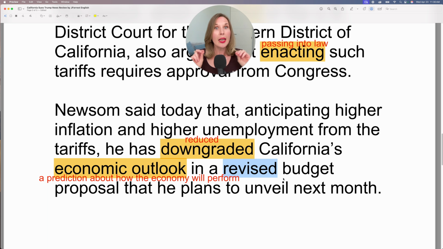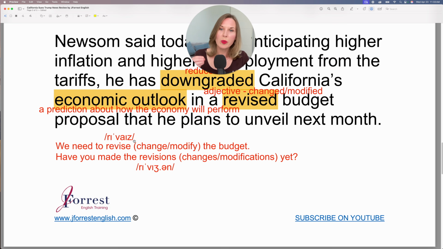Now, the noun form is revisions. So your boss could ask you, have you made the revisions yet? So the revisions represents the changes. Now, you could equally say we need to revise, change, or modify the budget. And then the noun forms of those are, have you made the revisions, changes, modifications yet? So now you have 3 new words. You know how to use it as the verb form, the noun form, and the adjective form, revised, changed, or modified. So you just add the ed to make it the adjective form.